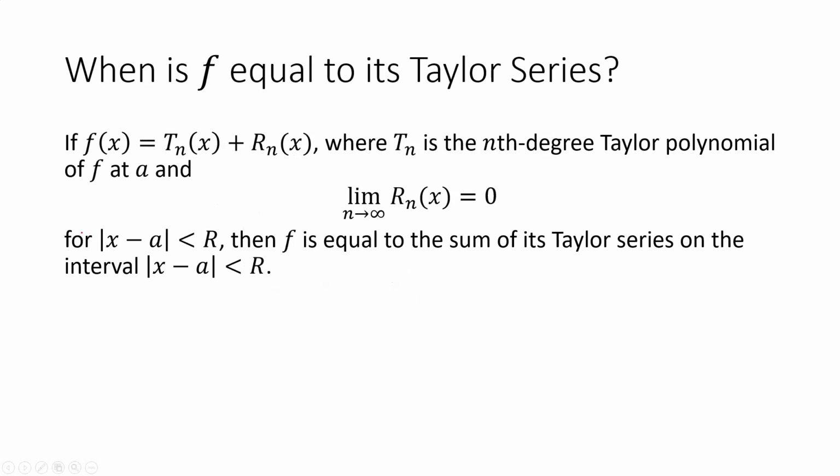And how do we know when f is equal to its Taylor series? Well, that'll be when that remainder term goes to 0 as n goes to infinity. So if the limit as n goes to infinity of Rn of x is 0, then f is equal to the sum of its Taylor series on the interval where it converges. So we'll explore this idea a little bit more in some subsequent slides.